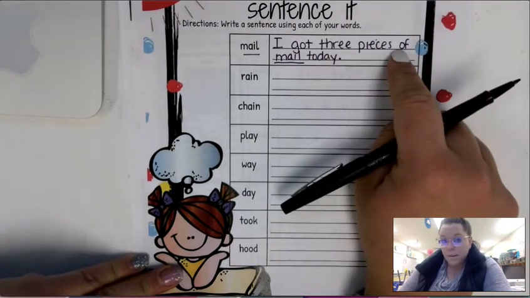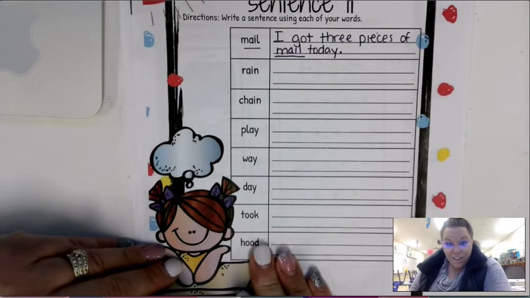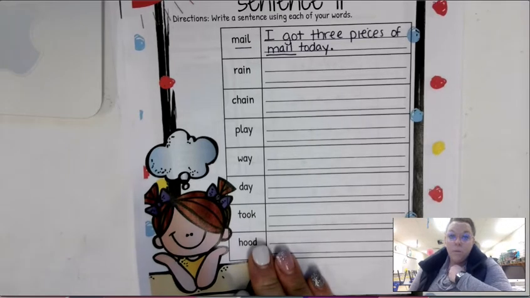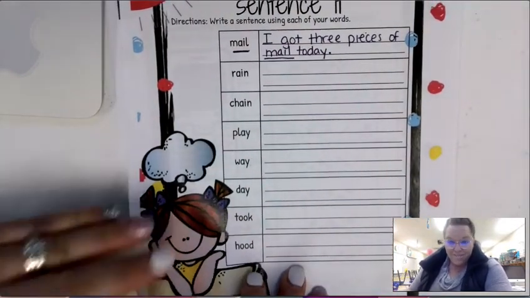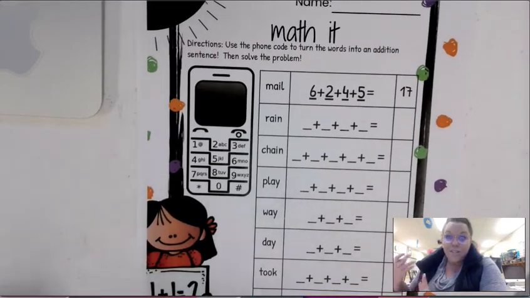You do not need to use my sentence, okay? And then you're going to go ahead and do the same thing for the other sentences. This is my chance to see how you're doing with making sentences, okay? So if something isn't spelled correctly, it's okay, but you definitely should have the word that's on the side spelled right, okay? The other sheet is that math it sheet. Thank you for just listening so that you can make sure that we do this correctly.